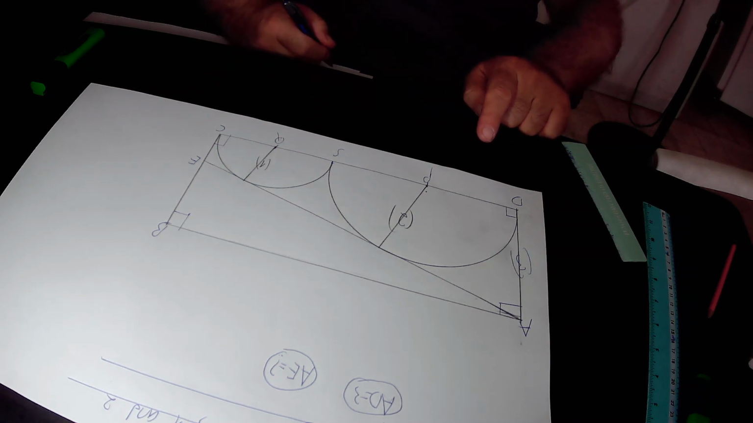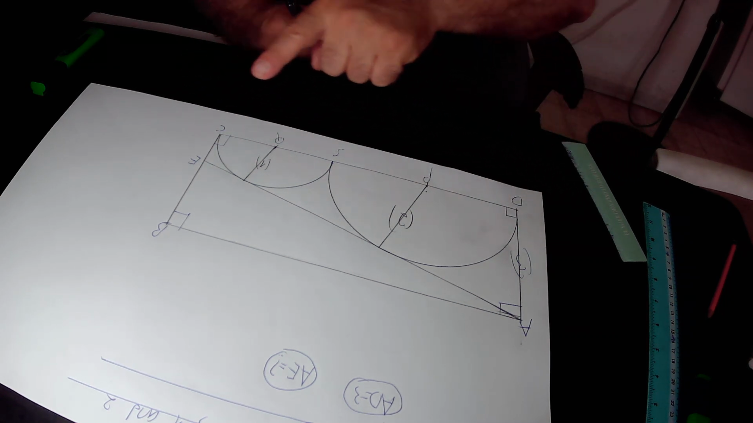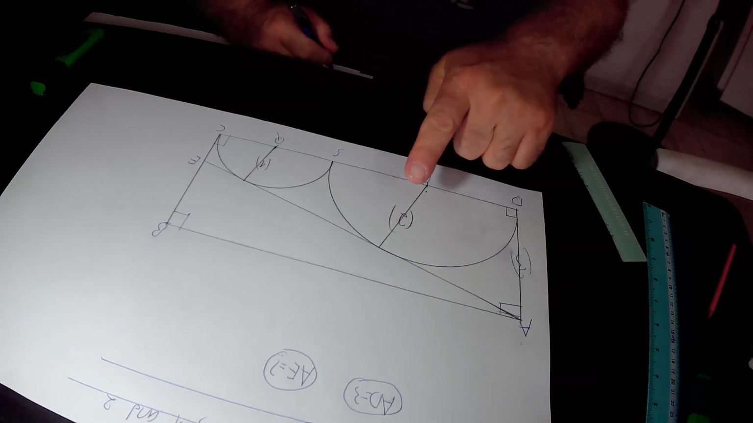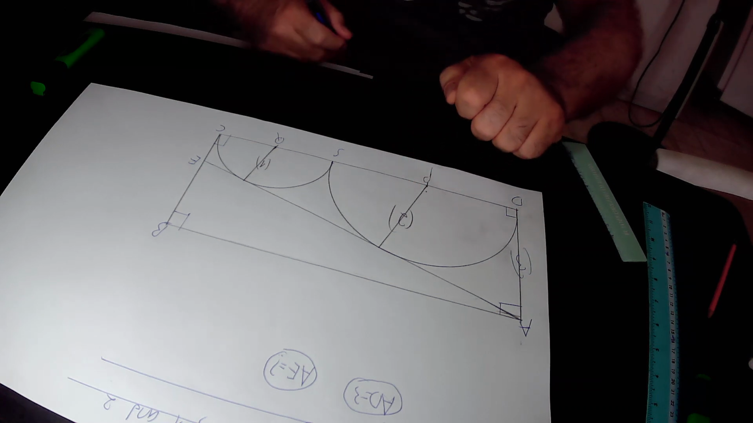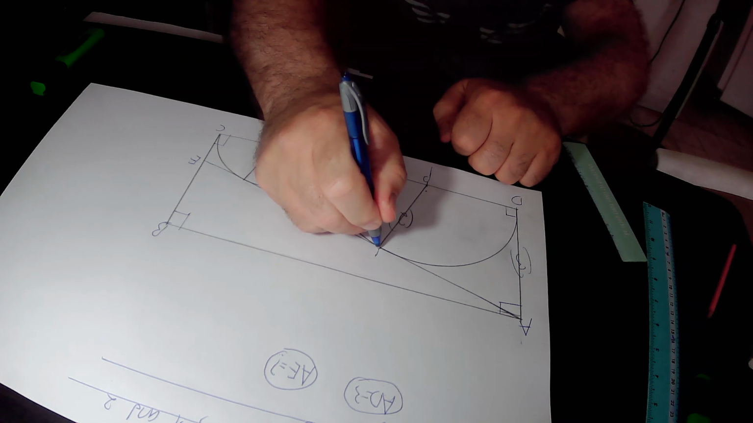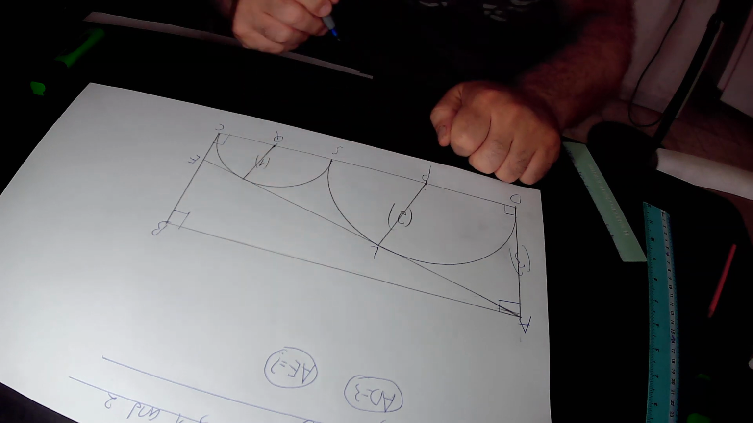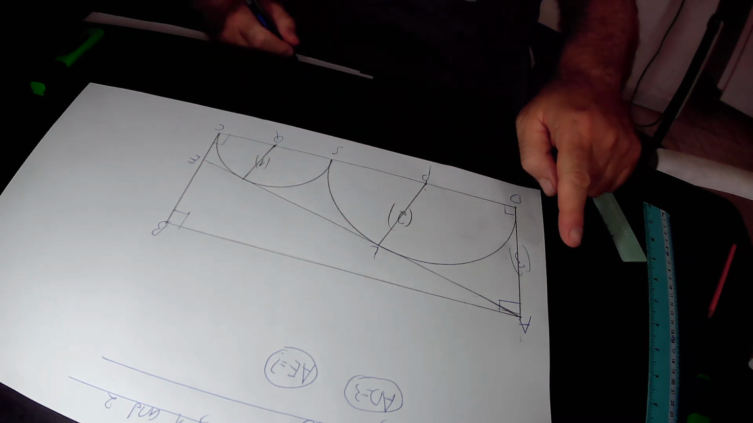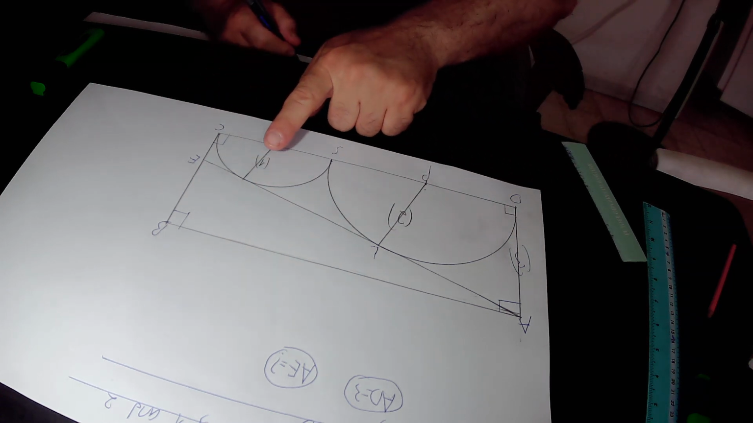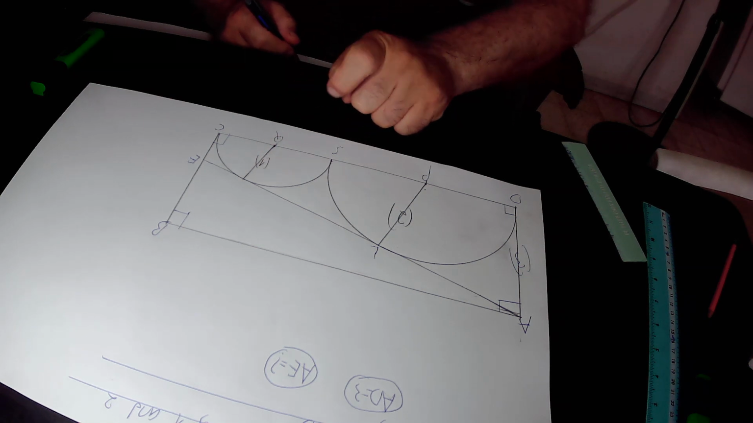We will define the point of tangency of tangent AE with this big semicircle as point L. And finally, we will define the point of tangency of tangent AE with this small semicircle as point G.